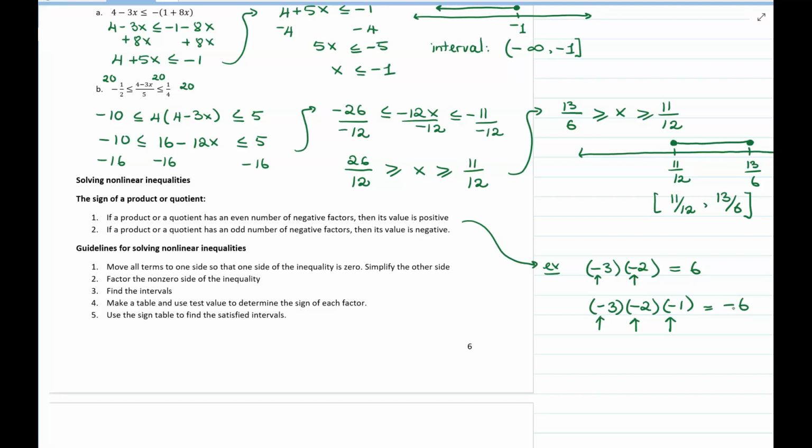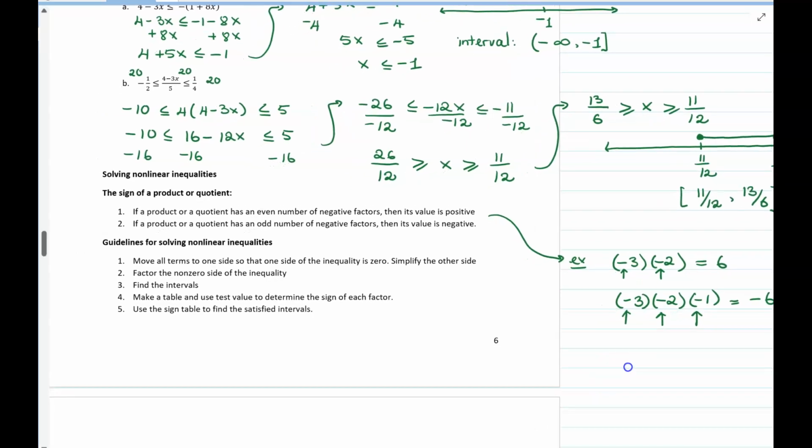So, guidelines for solving nonlinear inequality. First, we move all terms to one side so that one side of the inequality is 0. Simplify the other side. Factor the non-zero side of the inequality. Find the intervals. Make a table of values, and create a test value to determine the sign of each factor. Then use the sign table to find the intervals that satisfy the problem.